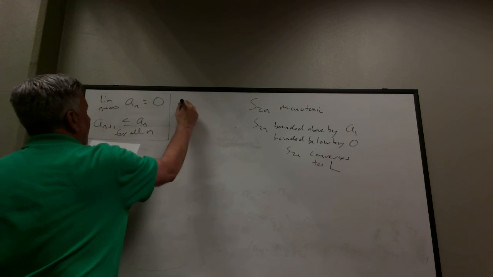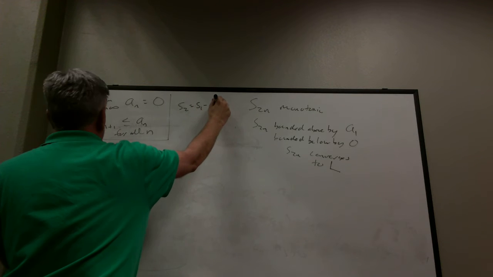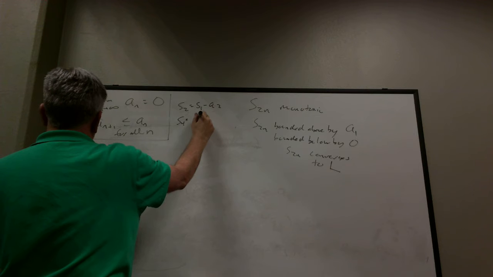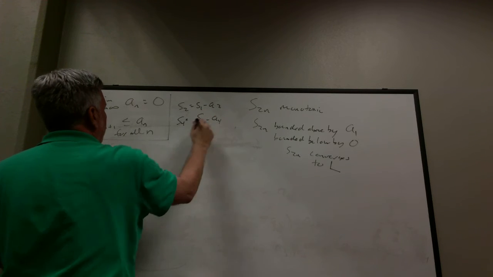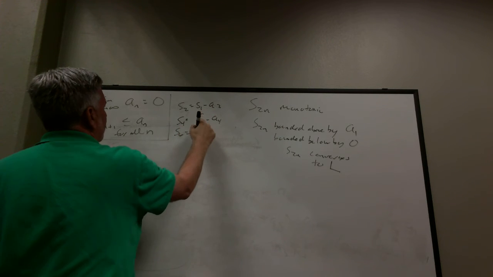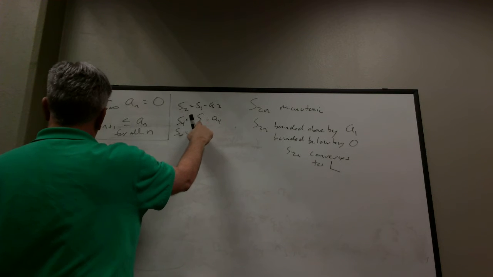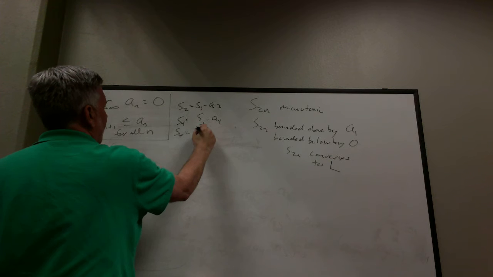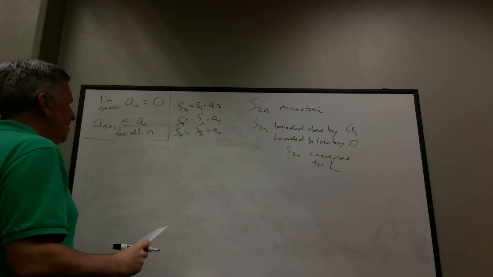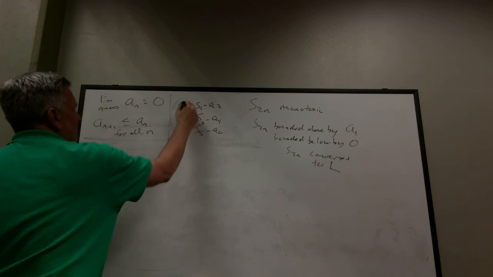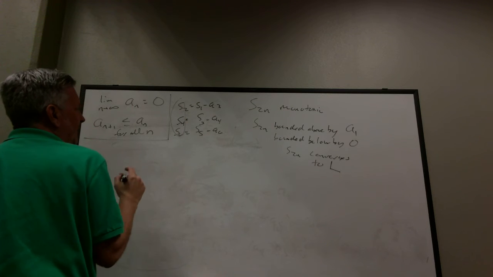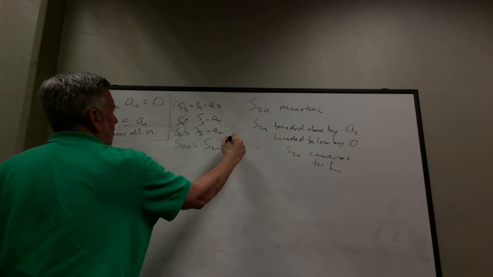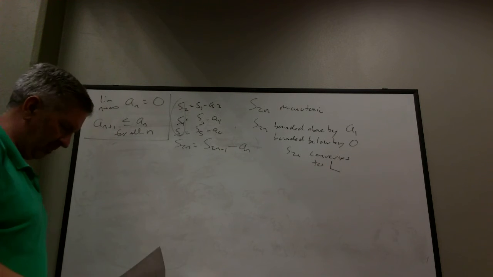I said S2 was S1 minus A2, S4 was S3 minus A4, and then S6 was S5 minus A6. What's the general pattern here? Notice these are all the even subscripts on S, those are all the odds. So S2n is S2n minus 1 minus A2n. That's the pattern we have there.